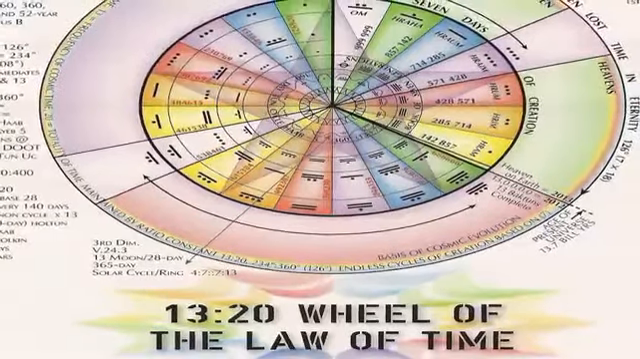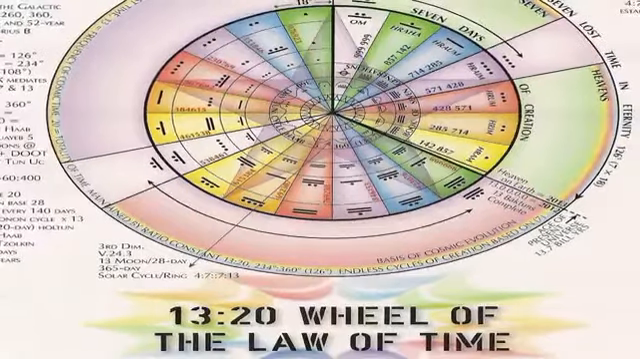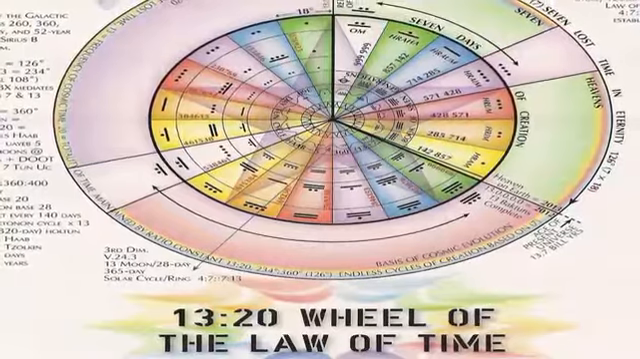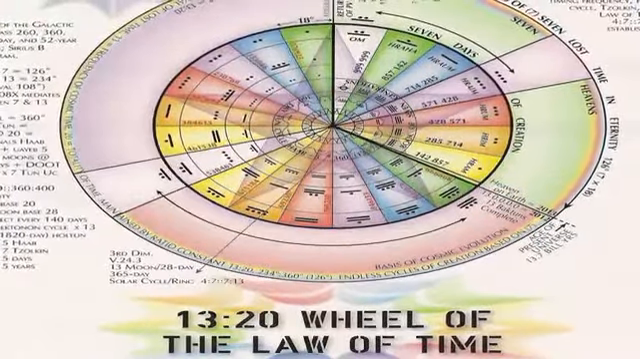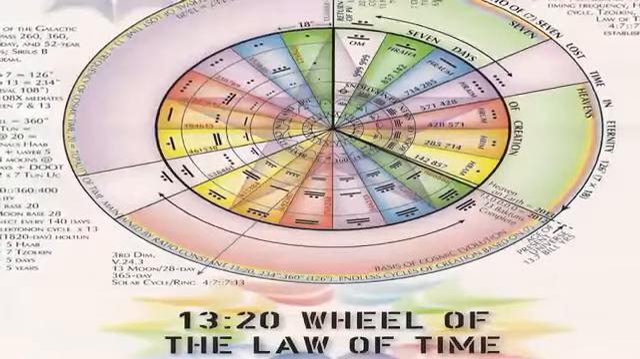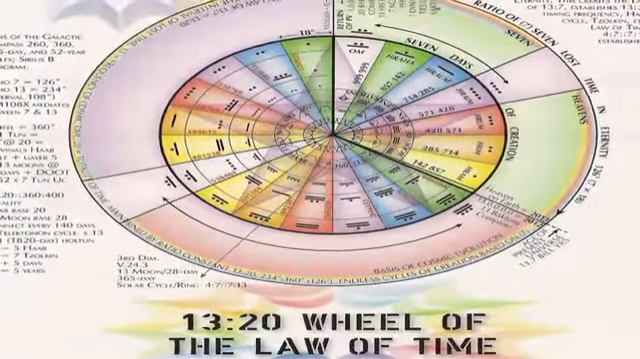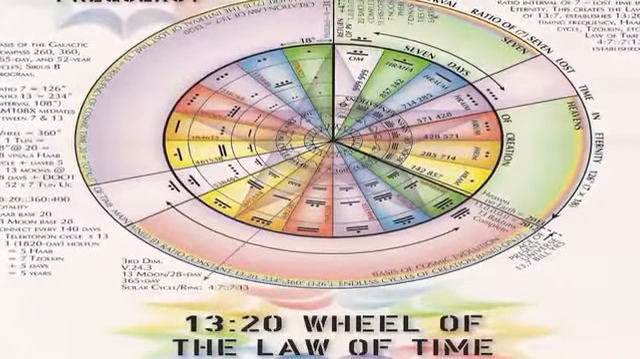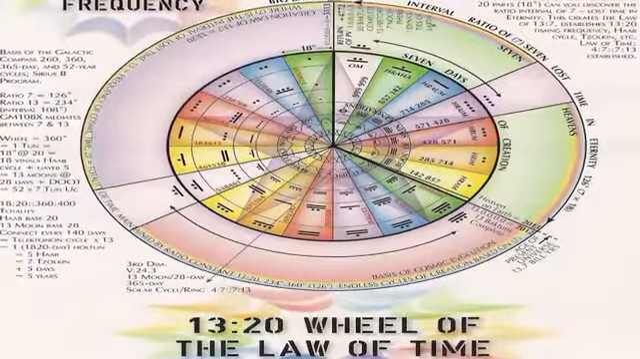So again, the ratio of 7 plus 260 equals 400. The ratio of 7 is very important, as it is both 7 times 20 and 5 times 28, which gives us the standard measure. On the innermost circle of the wheel, we see the 13 moons, which represent third dimensional time. All the rest is fourth and fifth dimensional time, with the sun at the center.